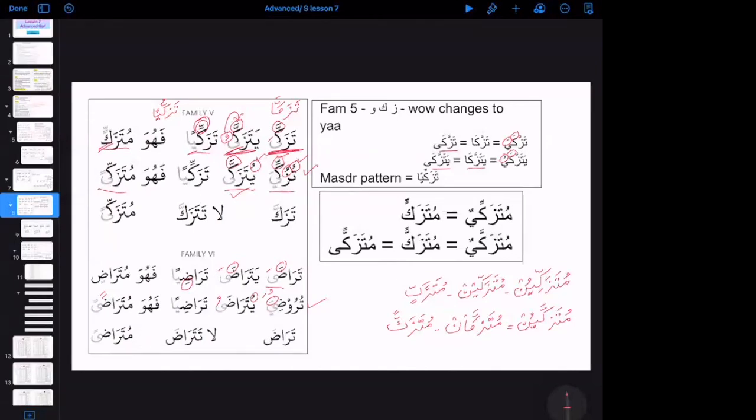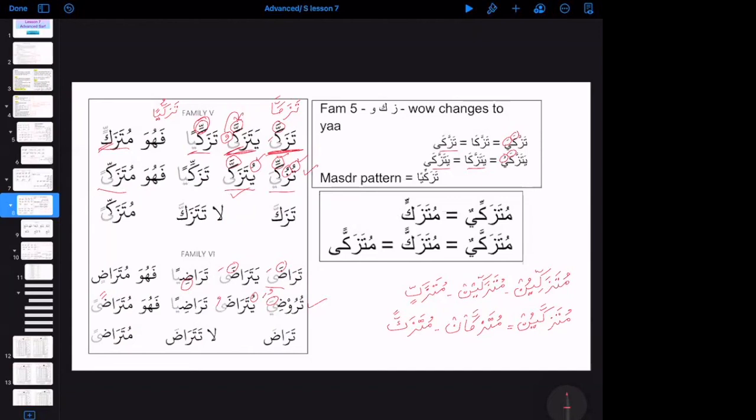And also the writing rule for fathatain is that you have a protection alif at the end, or just an alif. And for naqis, instead of using an alif, you're using an alif maksura. So it becomes mutaradan. Good.